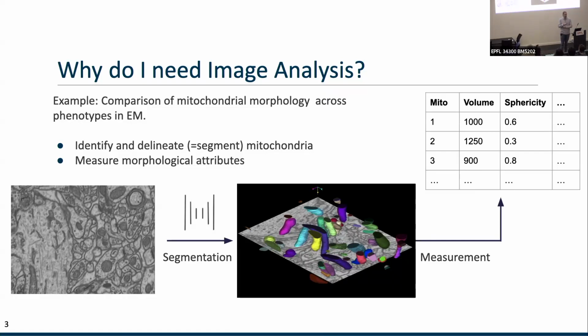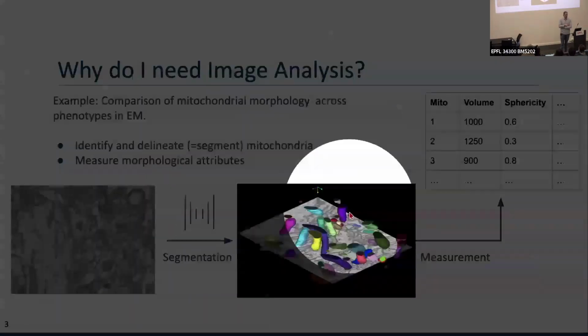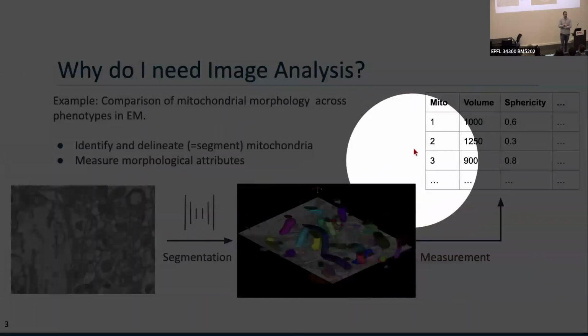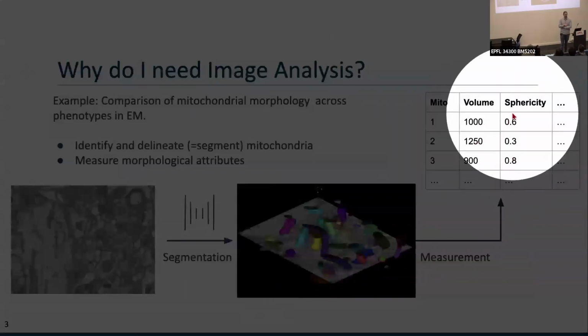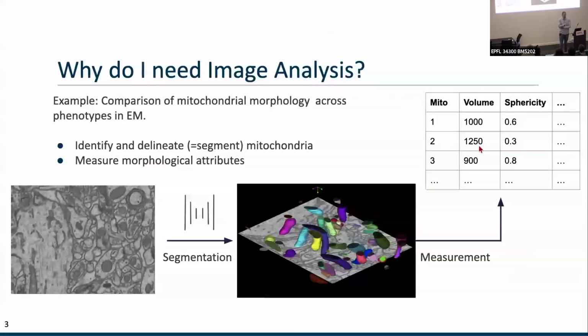The first step that is typically needed there is segmentation, meaning in this volume EM stack to find all the mitochondria in 3D, and then we can extract the measurements we're interested in, like the volume, the sphericity, and so on. This is just a very basic example, but there are a lot of different analysis tasks that can be addressed in this way.